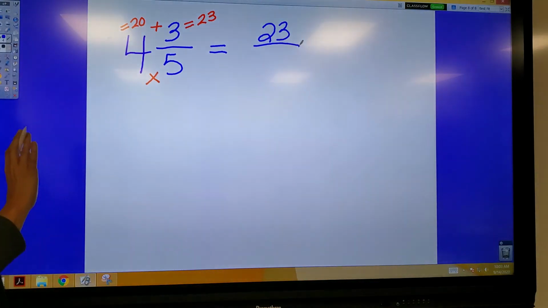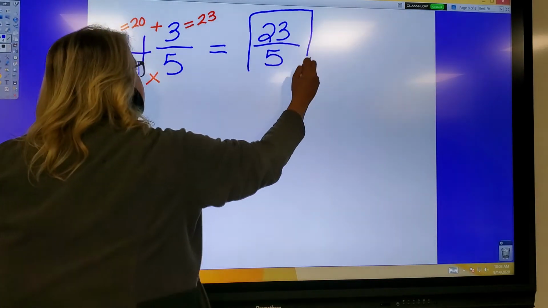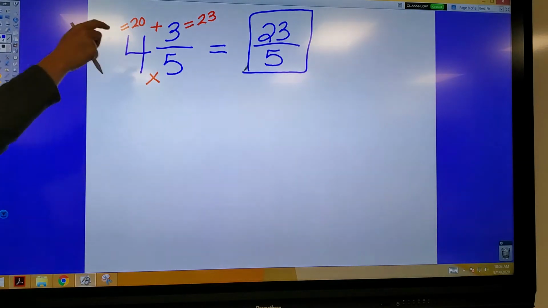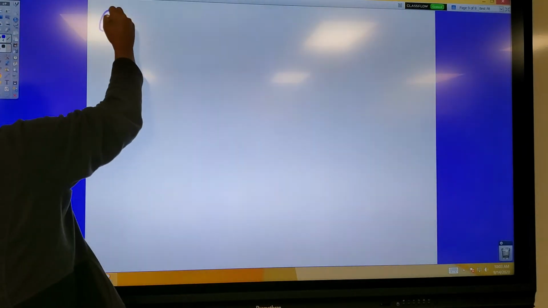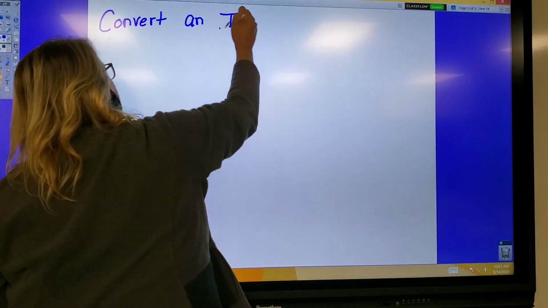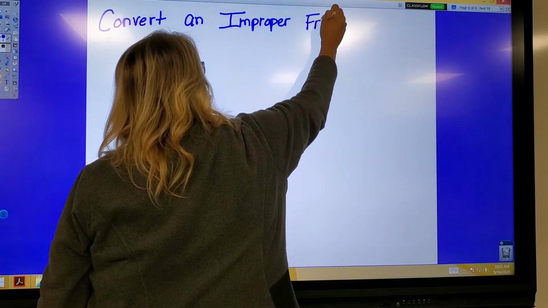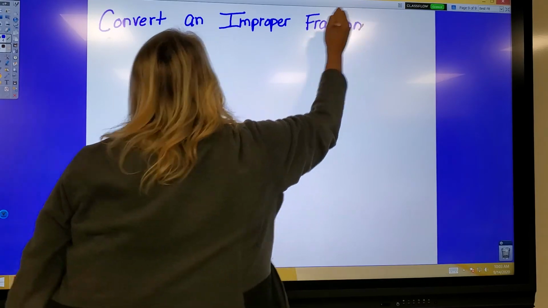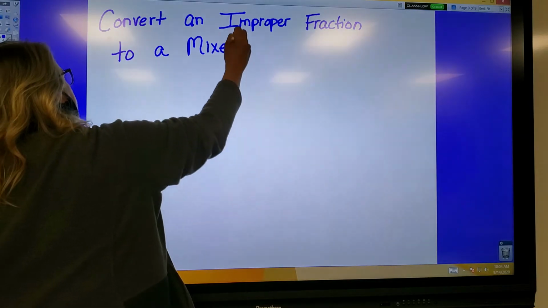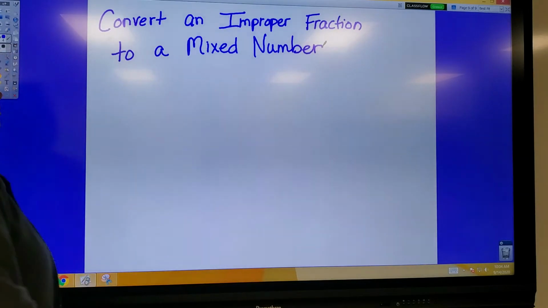And your bottom number, your denominator stays the same. So it was a 5. It needs to stay a 5. So there it is, 23 over 5. All right, feel okay with that? All right, let's move on then to do the opposite, which would be to convert an improper fraction to a mixed number.